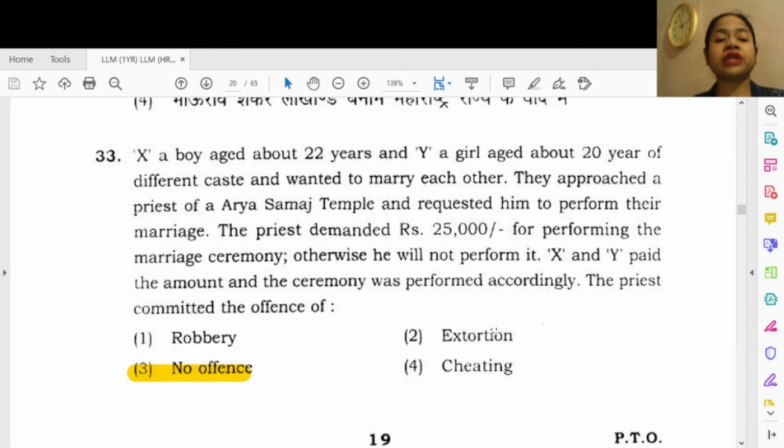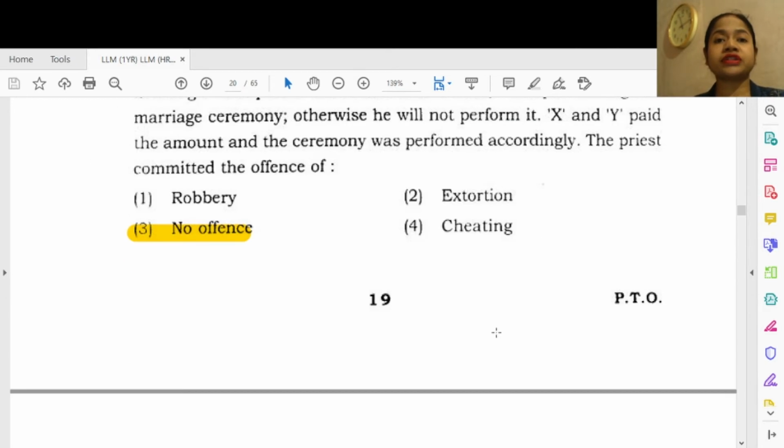Question number 33. X, a boy aged about 22 years, and Y, a girl aged about 20 years, of different caste, wanted to marry each other. They approached a priest of an Arya Samaj temple and requested him to perform their marriage. The priest demanded rupees 25,000 for performing the marriage ceremony, otherwise he would not perform it. X and Y paid the amount and the ceremony was performed accordingly. The priest committed no offence because he actually charged his fees.